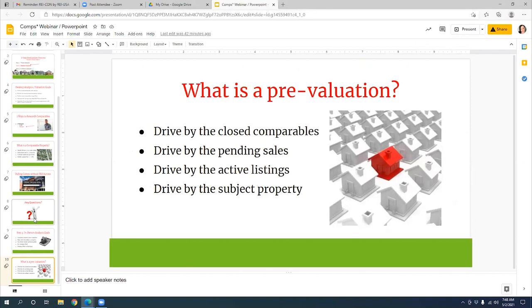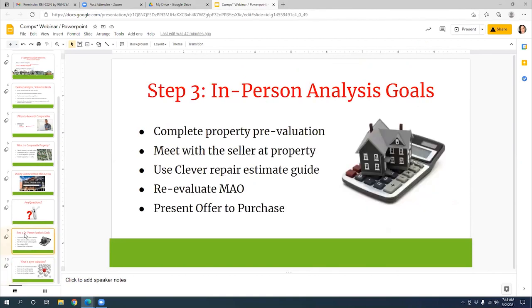So yeah, that's pretty much it, you just want to drive by and make sure nothing sneaks up on you, and that you are actually using comps that are comparable to your property. They look the same, the neighborhood feels the same.